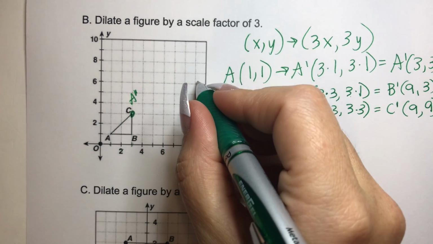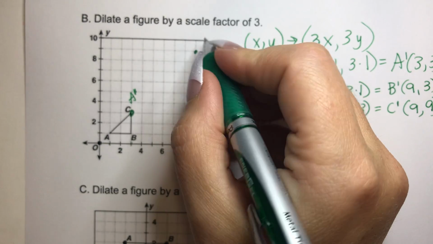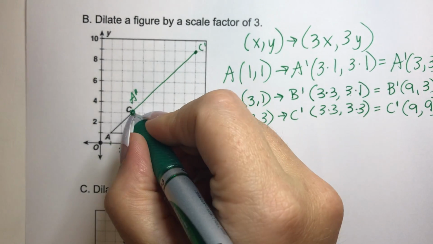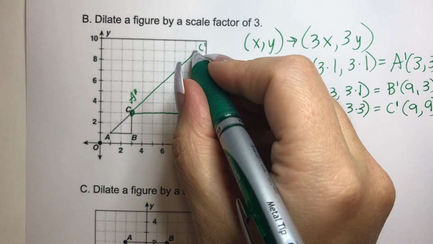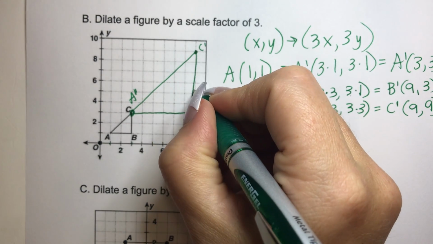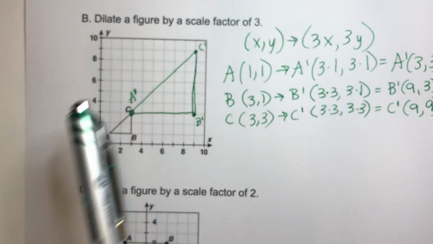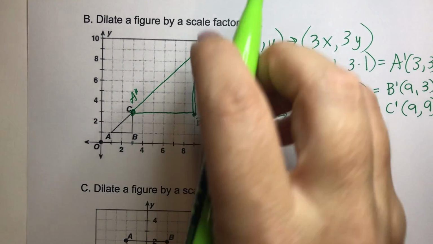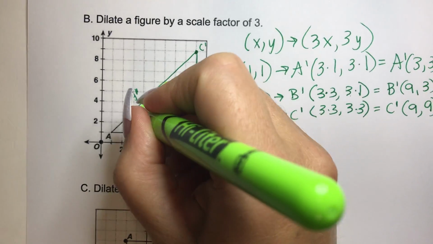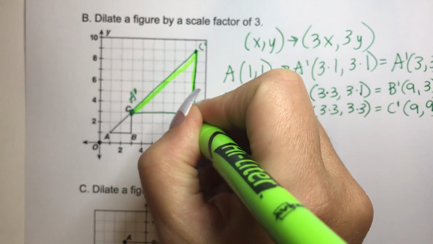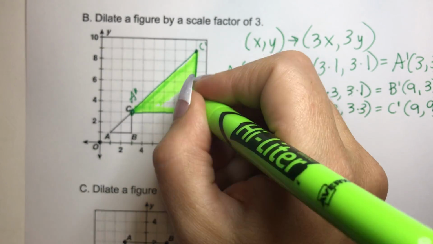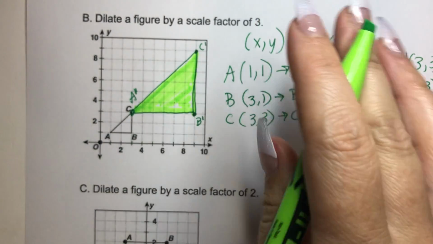So 9, 9 would be right here. This would be C prime, and then we're just going to connect those dots. And this right here is a figure that is 3 times as big as this original figure. And I'm going to use my lovely green highlighter because I just feel like it does such a wonderful job of accentuating. 3 times as big. There you go. Boom.